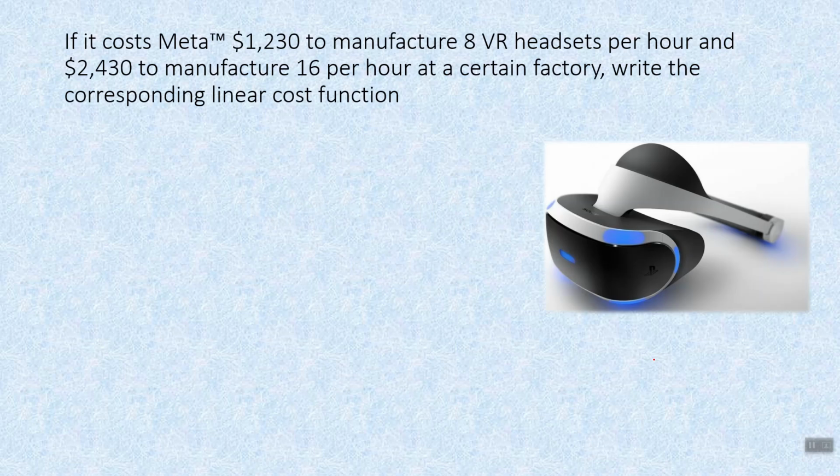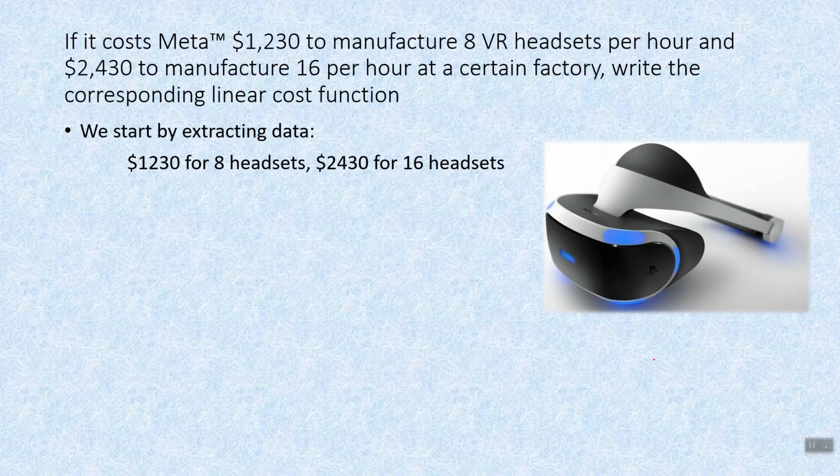So if it costs Meta $1,230 to manufacture 8 VR headsets per hour and $2,430 to manufacture 16 per hour at a certain factory, write the corresponding linear cost function. Look who didn't write a period at the end of that sentence. Oh my goodness. So let's start by extracting data.